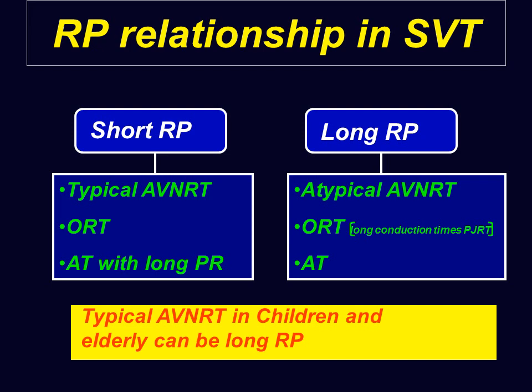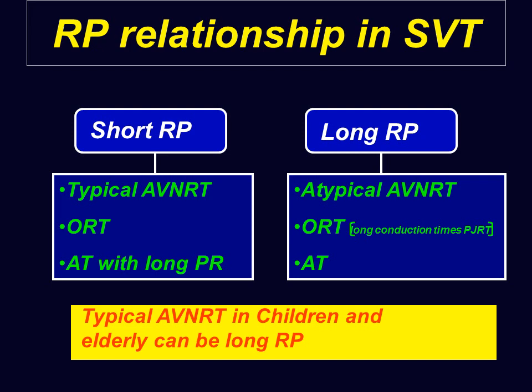Are we dealing with a short RP tachycardia or a long RP tachycardia? This must be determined prior to the procedure. Typically, AV node reentry is the most common for short RP. AT is the most common for long RP, although the alternatives are possible.